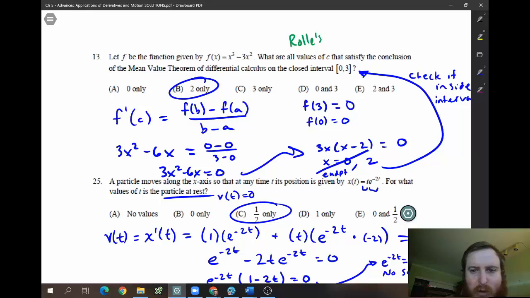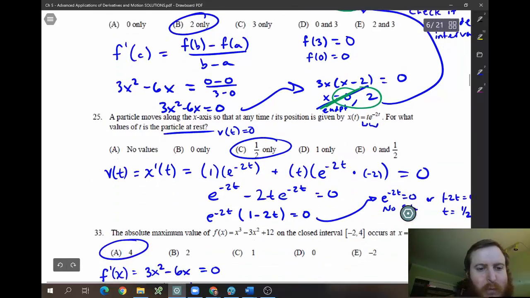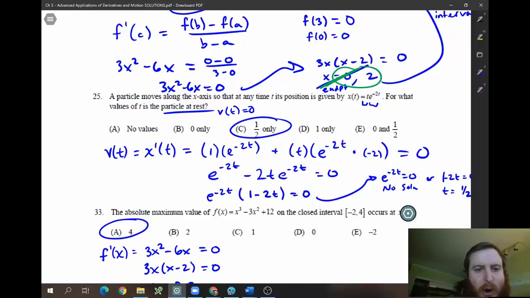Now be careful. Do not pick the answer that says 0 and 2. In this case, there wasn't one. But if there was one, don't pick 0 and 2. Why? Because we need to check these two values and see, are they in between 0 and 3? Well, 0 is not in between 0 and 3 because it's an endpoint. So it's only 2. All right, next up we have another particle at rest question.